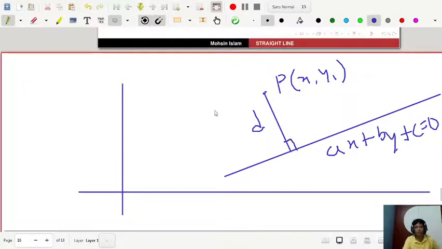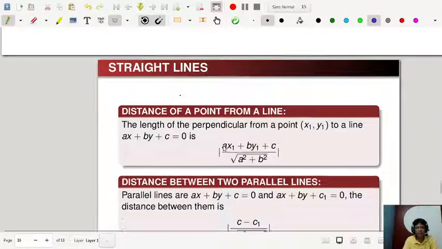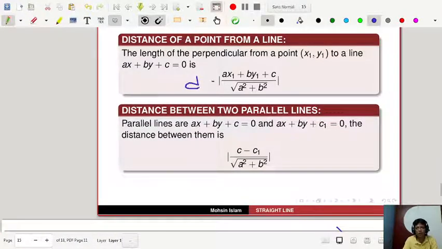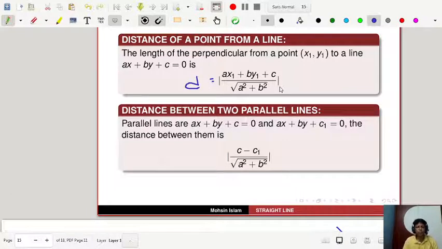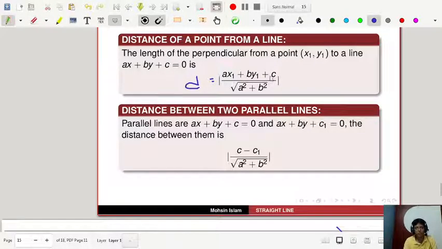This is the perpendicular distance, and that is given by d equal to the modulus, because distance cannot be negative, of ax1 plus by1 plus c, divided by root over a square plus b square. This is the distance formula, the distance of any point from a line.